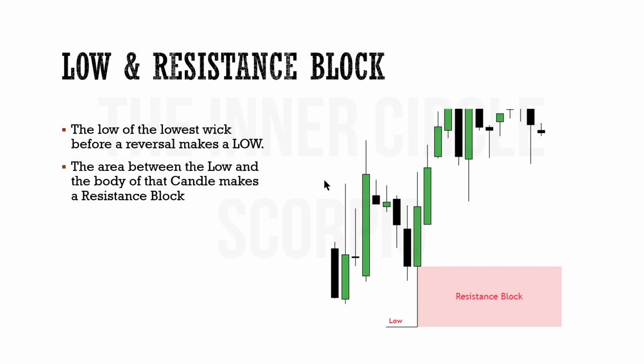Okay, now we go towards the discount PD arrays. Same idea as the high end resistance block. Here we make a low end resistance block. When we anticipate a reversal, we make a low. We anticipate a reversal, we make a resistance block. The area between the low and the body of that candle is called a resistance block.